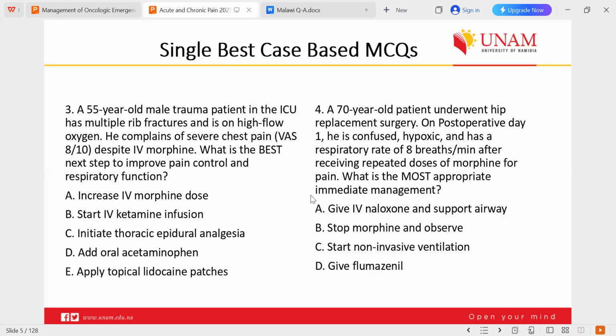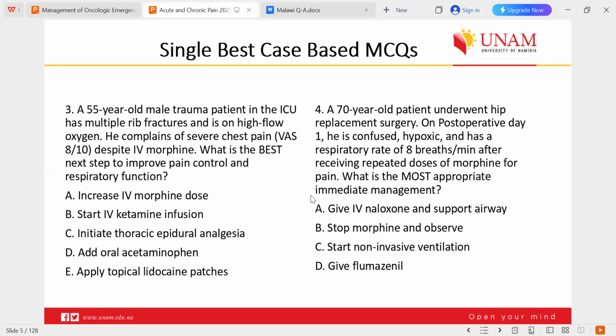3. A 55-year-old male trauma patient in the ICU has multiple rib fractures and is on high flow oxygen. He complains of severe chest pain, VAS score of 8/10, despite being on IV morphine. What would be the best next step to improve pain control and respiratory function in this patient? C, correct. Initiate thoracic epidural, correct.